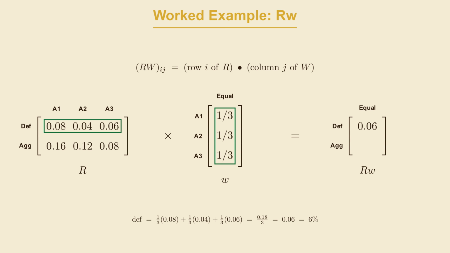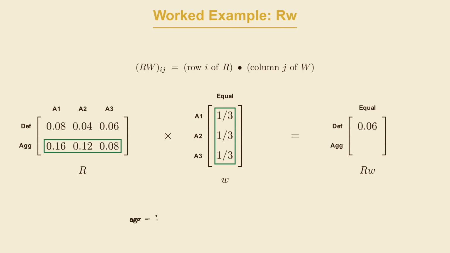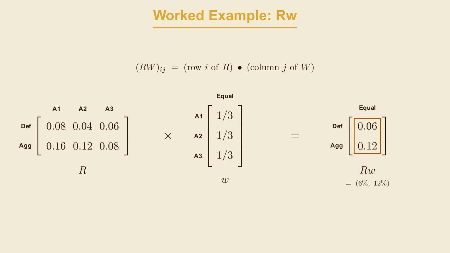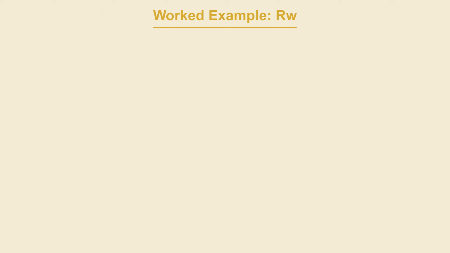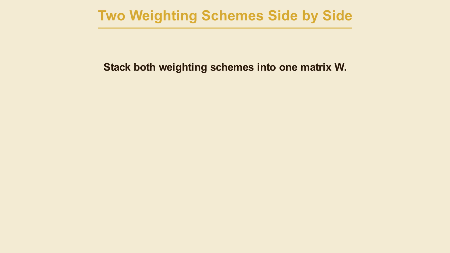The second entry of our new matrix is going to be the aggressive strategy's return. So with the same setup, do the dot product of the second row of R with the same weights vector. That ends up being 0.12. So the aggressive strategy's return is 12%. So RW is 0.06 on top and 0.12 on the bottom. So 6% defensive and 12% aggressive. We have 2 strategies, and now we know both of their returns, and we end up representing them with a single vector. Now let's extend the example.